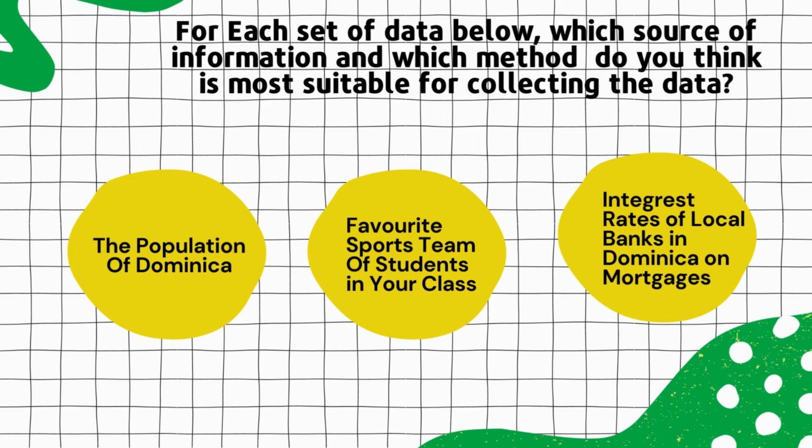So we have here three sets of data. The first one we have is the population of Dominica. The second one is favorite sports team of students in your class. And the third one is supposed to be interest rates. So my apologies for that typographical error. Interest rates of local banks in Dominica on mortgages, right?